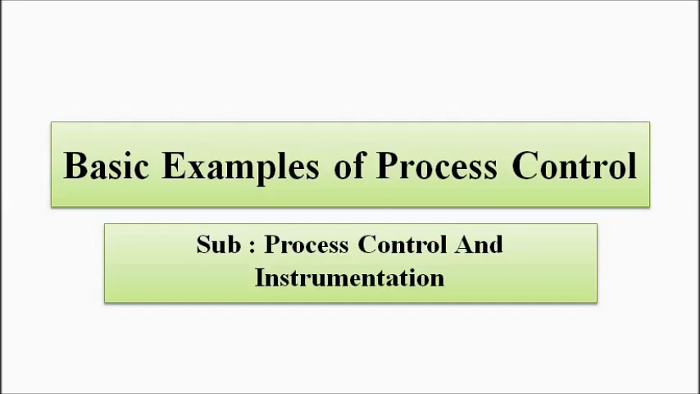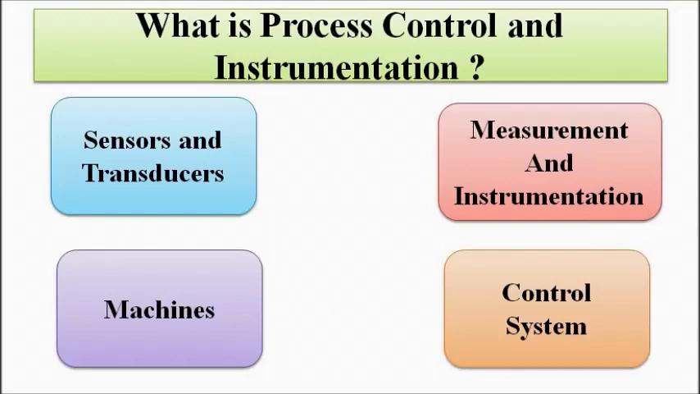Before doing that, just a quick look at the basic concepts. As I said, process control and instrumentation is an amalgamation of four important fields of electrical and electronics engineering: sensors and transducers, measurement and instrumentation, machines, basically electrical machines, but it also sometimes takes into account various mechanical instruments, be it hydraulic or pneumatic mechanisms, and control systems. These four fields combined together form process control and instrumentation.